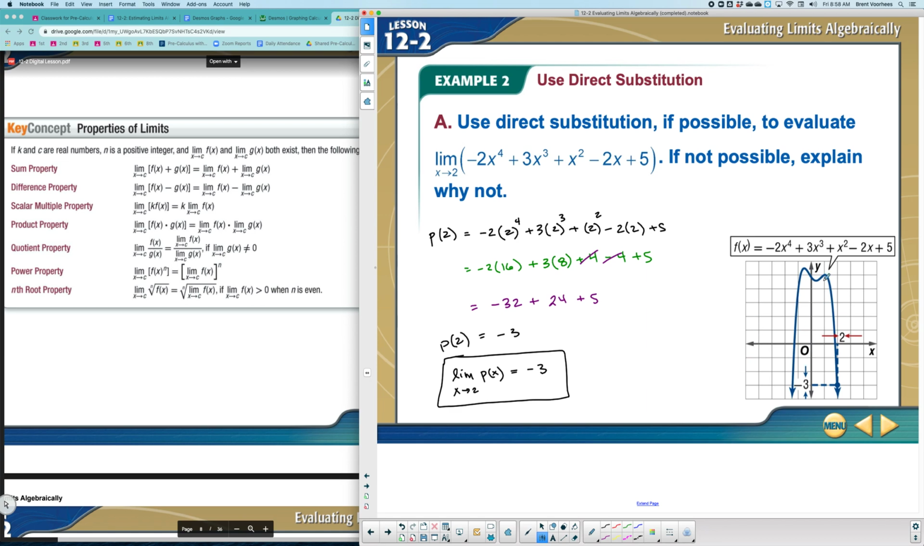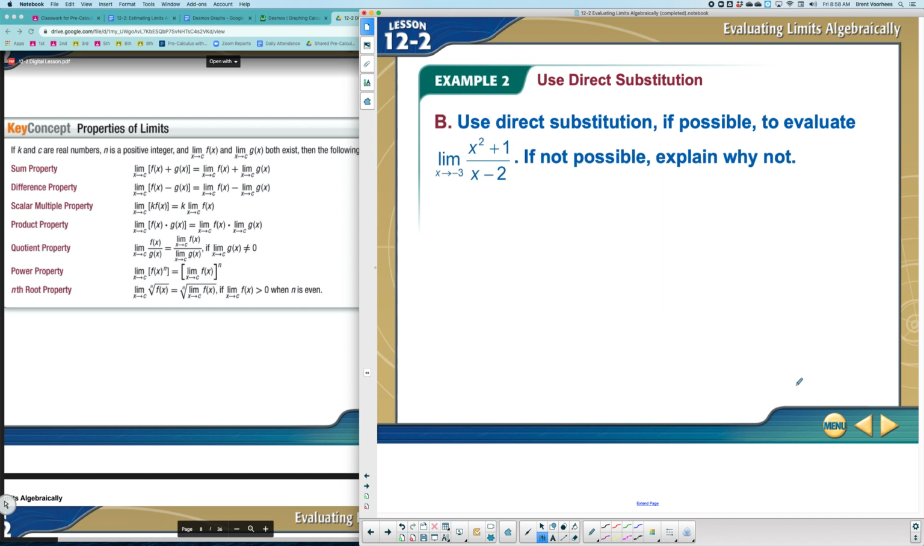So now let's look at the graph so we can see if we're correct. As we approach this value 2, right here, as this graph approaches the value 2, you can see the y value that it approaches is negative 3. So we did do it correctly. Much, much quicker using direct substitution than all the properties we had over here.